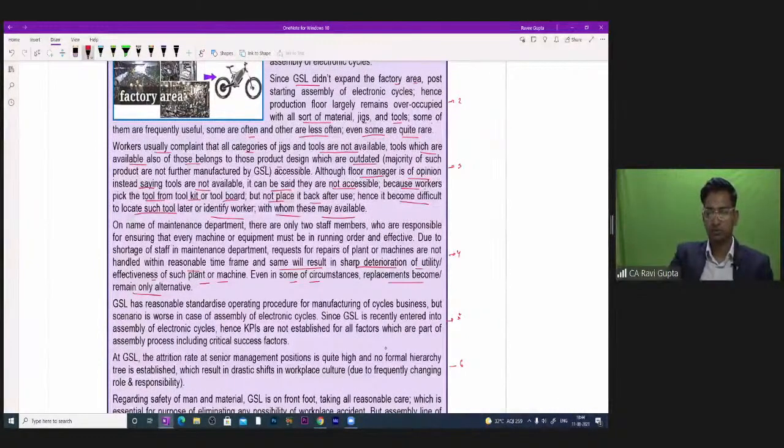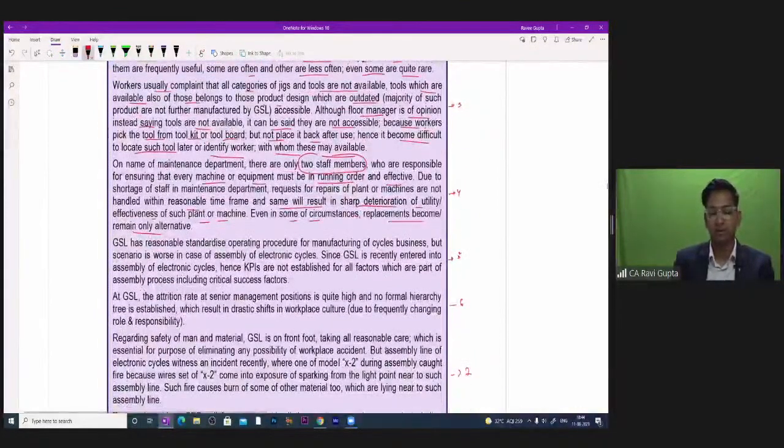Okay, so if we see here, every machine or equipment must be in a running order and effective, and only there are 2 staff members who are responsible for this. And due to the shortage in the maintenance department, requests for the repair of the plant or machine are not handled within a reasonable time frame. And you know that when your repair is not handled in a timely manner, it will definitely cause some losses. So this was paragraph number 4.